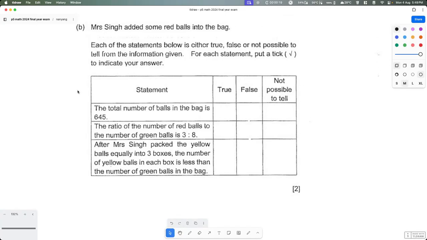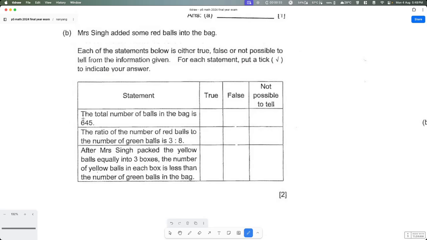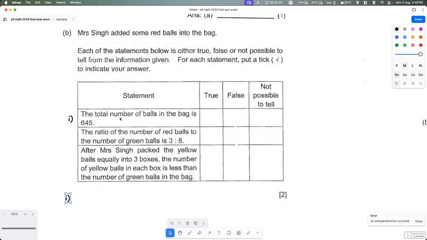All right, so part B. Mrs. Singh added some red balls into the bag. Each of the statements below is either true, false, or not possible to tell from the information given. For each statement, put a tick to indicate your answer. Okay, so I'm going to split them into different parts. Okay, so over here we have part 1. Part 1: the total number of balls in the bag is 645.